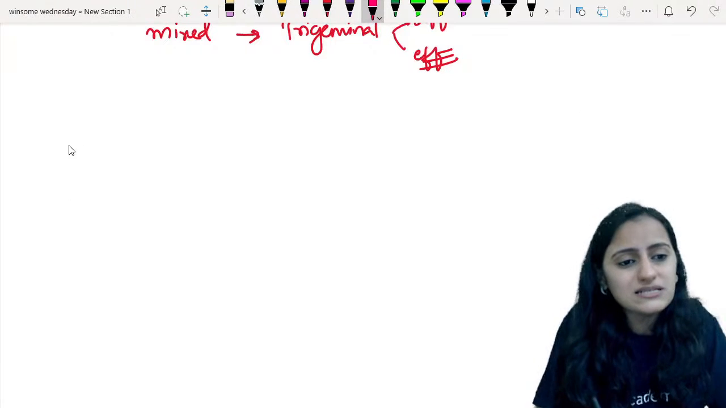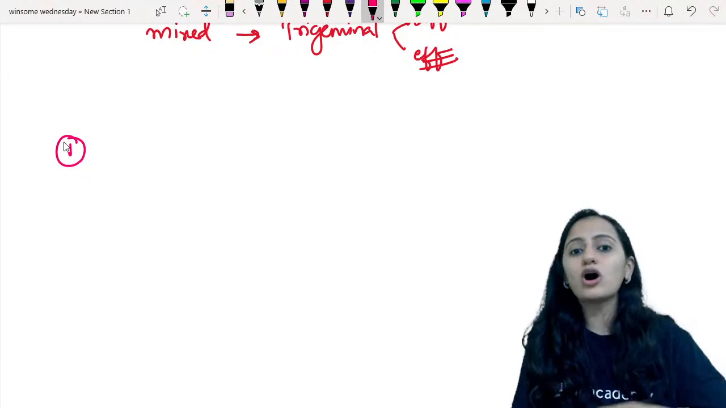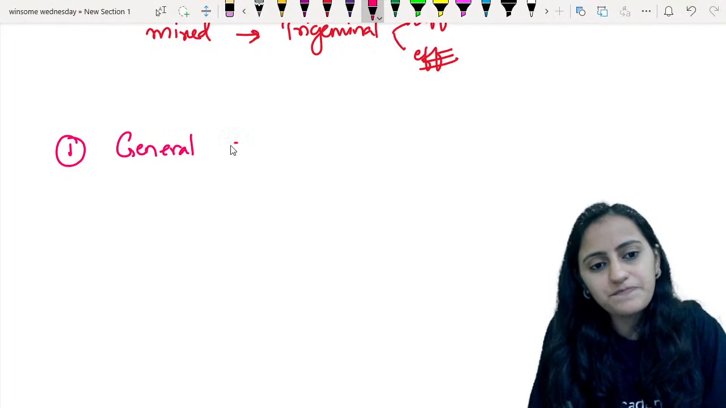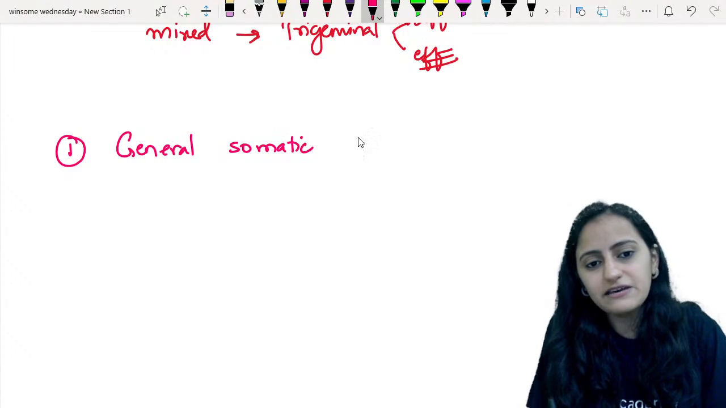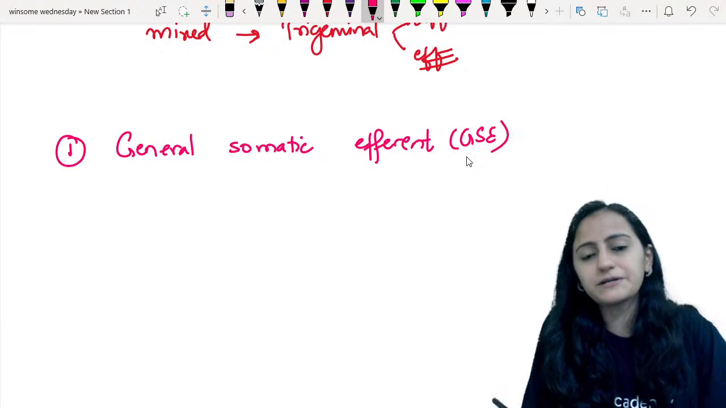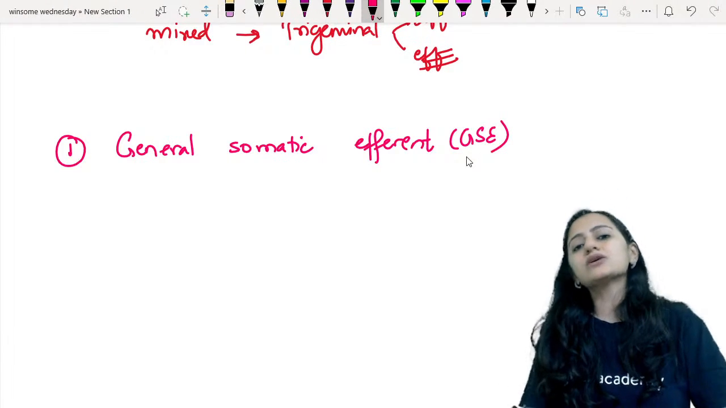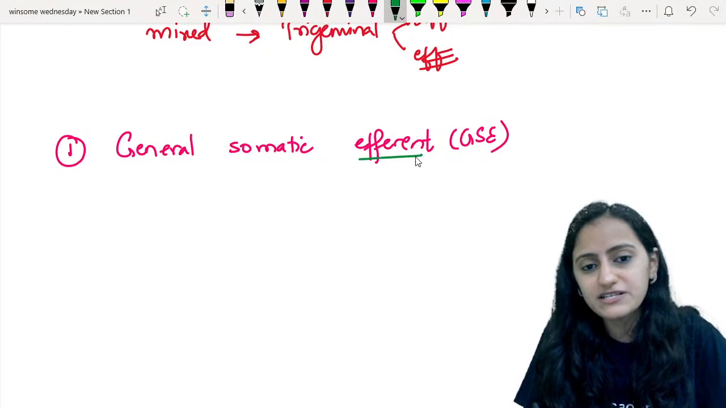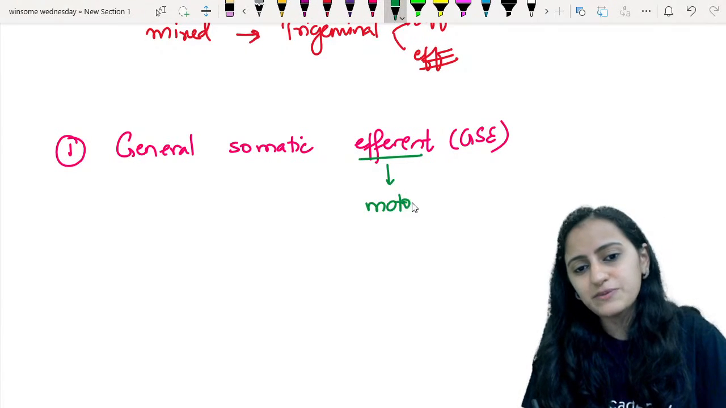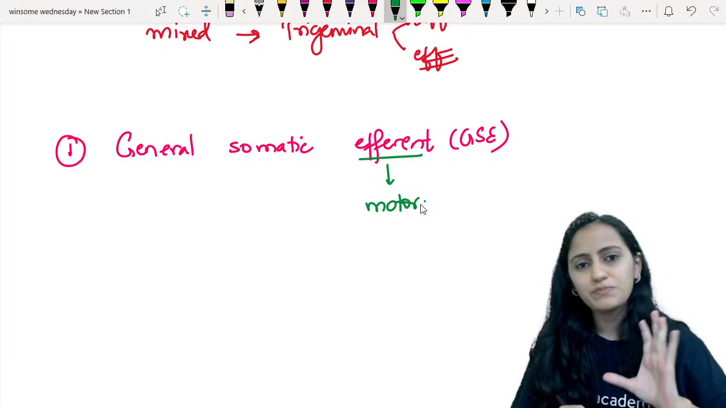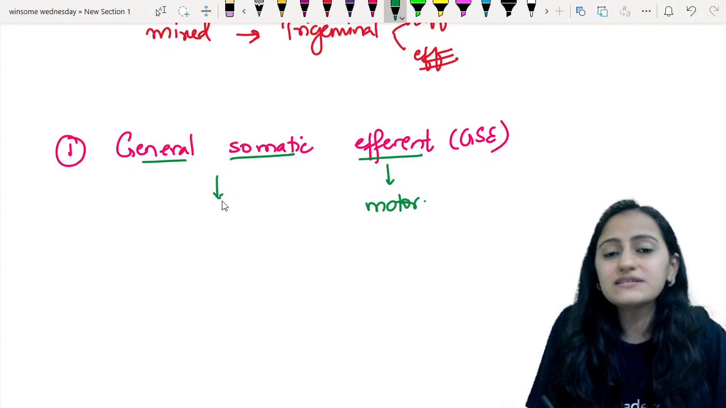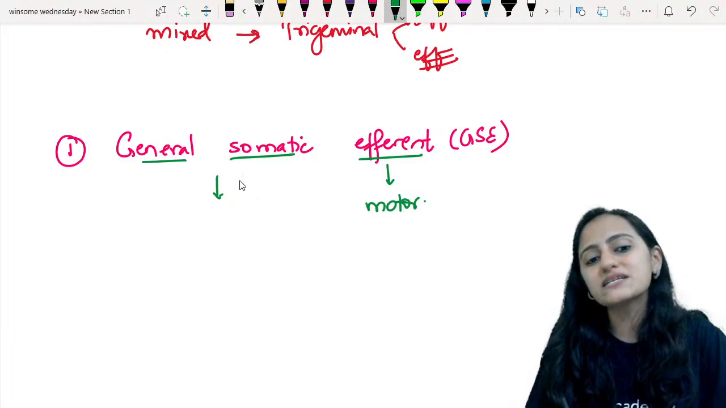Now coming to the discussion of each of the columns, what do they mean? When I say general somatic efferent, this is a column, and it is your efferent column. So it is going to be the motor nerves only. There would be no sensory nerve. It is your general somatic efferent: somatic muscles, voluntary muscles.